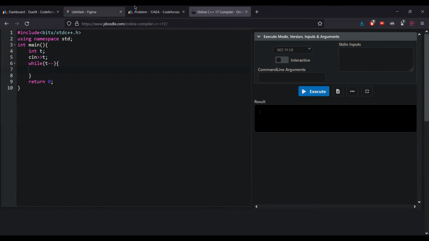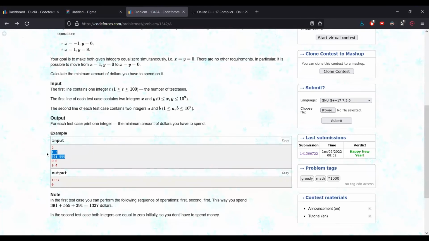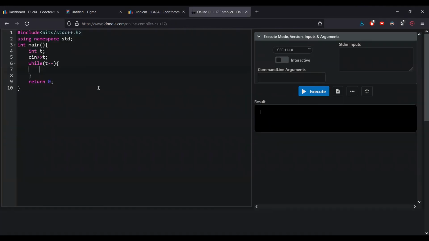Yes. And you see, every test case has 4 integers, right? And the numbers you have to make 0, 0 are A and B. So we'll take these as X, Y, A, and B. Got that, everyone? Nice. Take long X, Y, A, B, and then take input to X, Y, A, B.